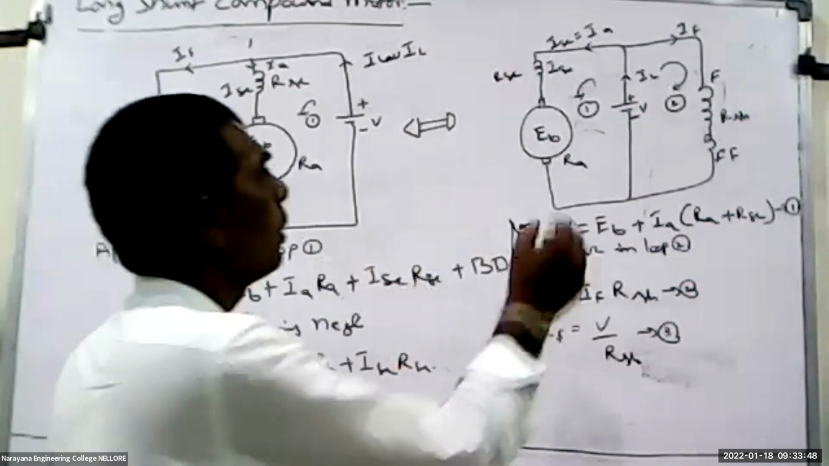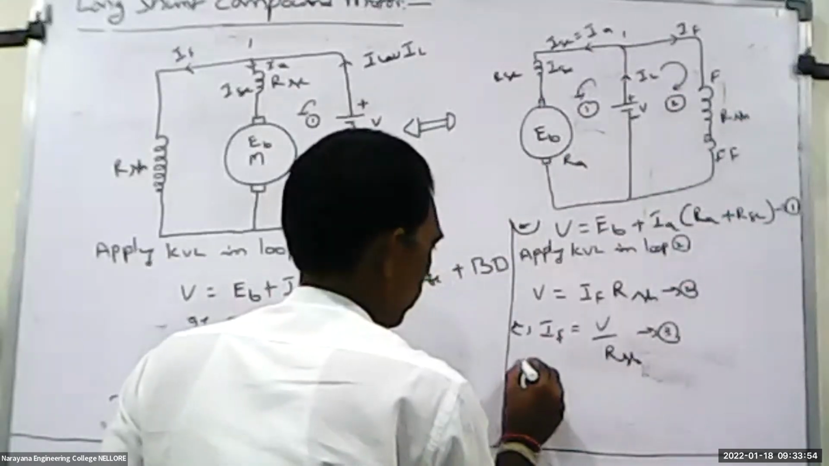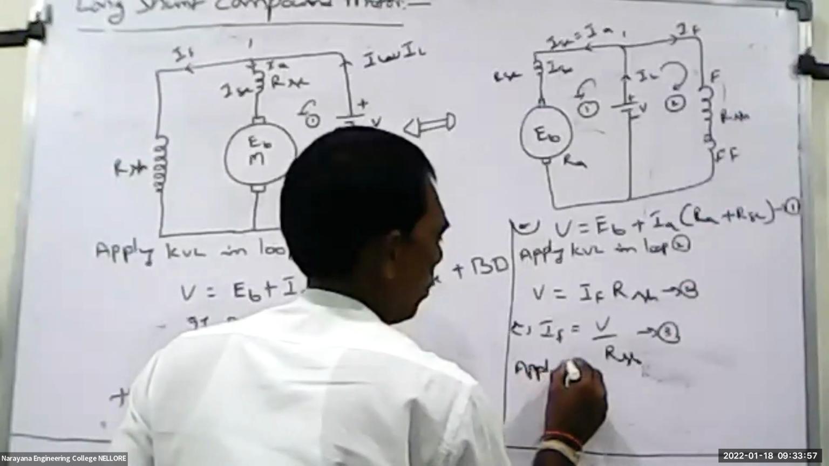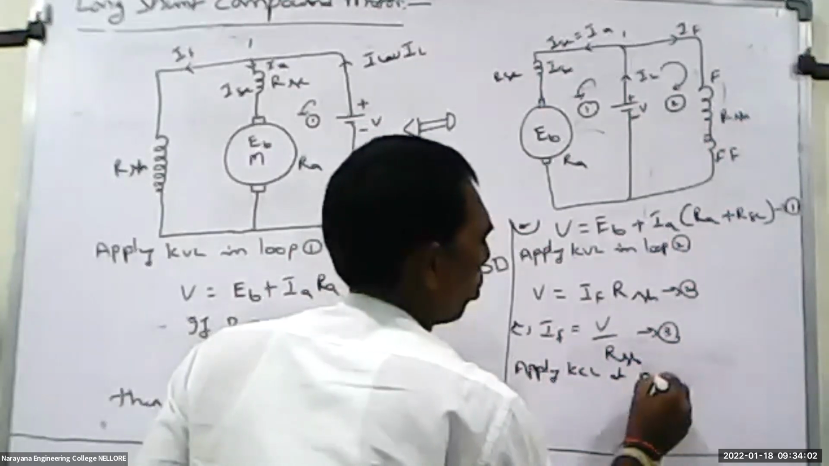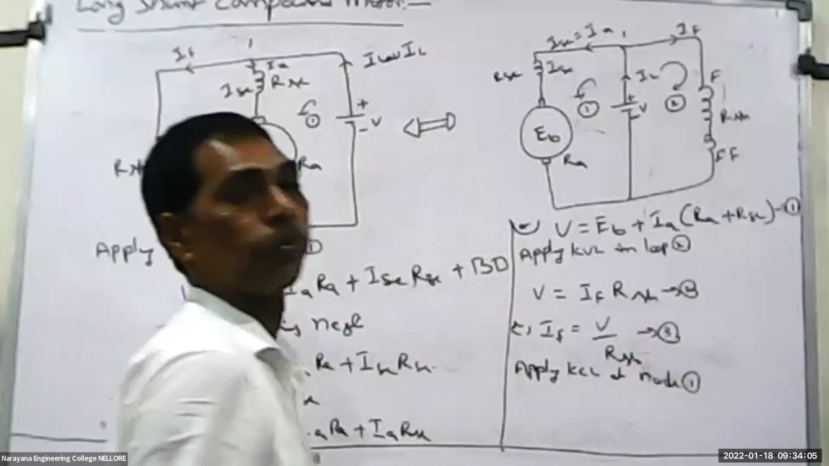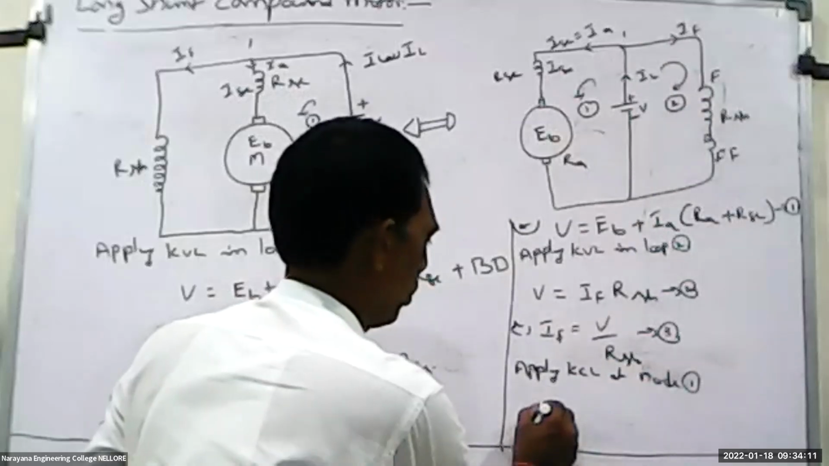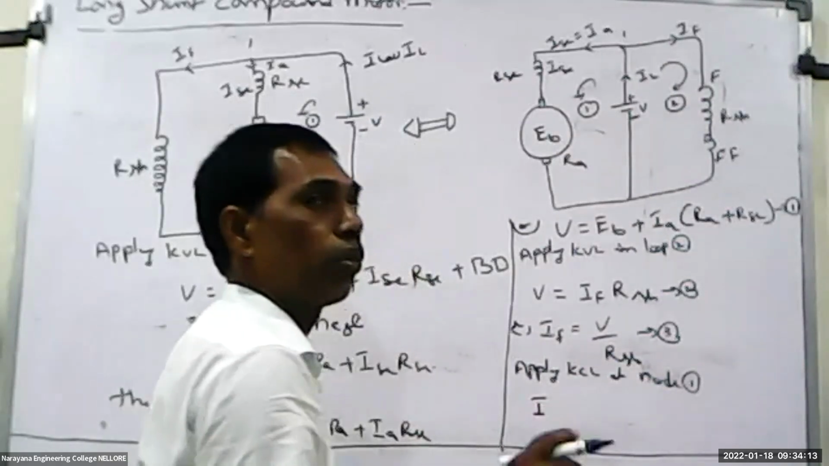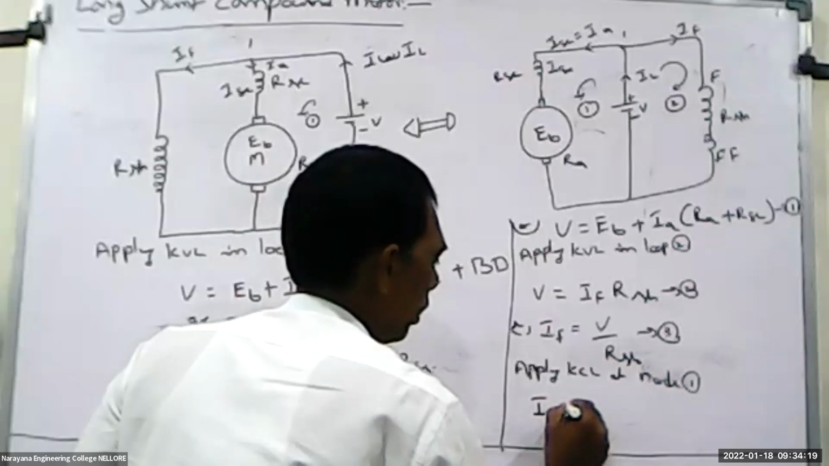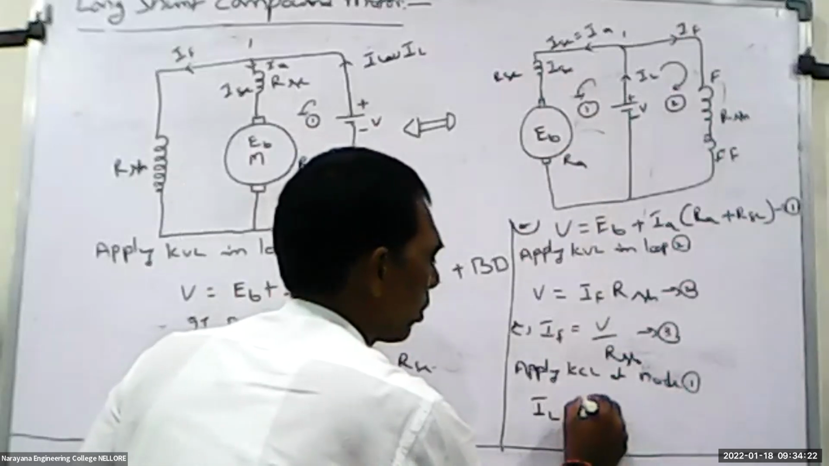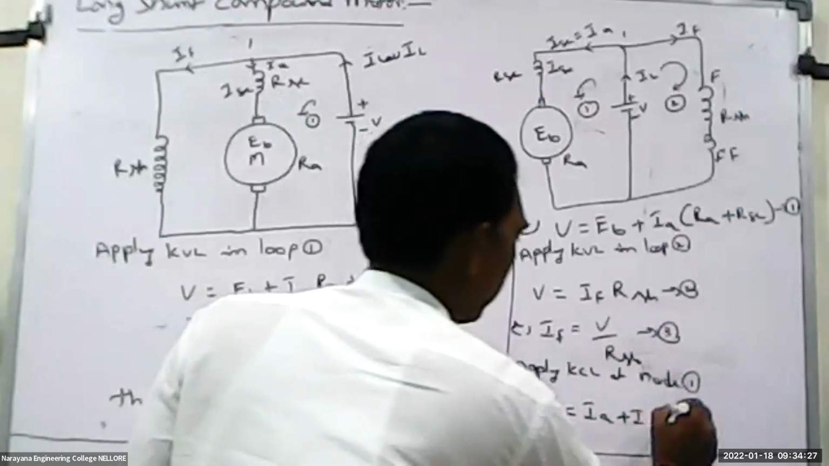Now apply KCL at node 1. IL is equal to IA plus IF. Sum of current entering is equal to sum of current leaving the point. So current entering the point is IL, and current leaving is IA plus IF. So that is the equation number 4.